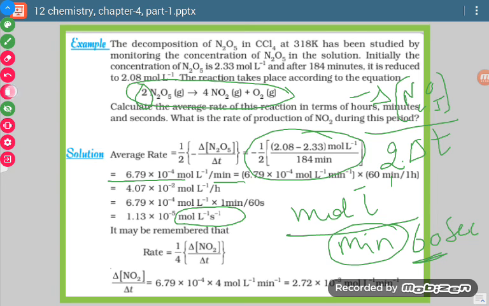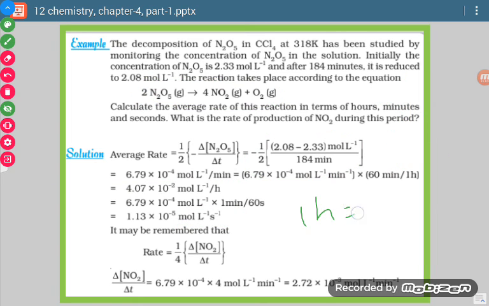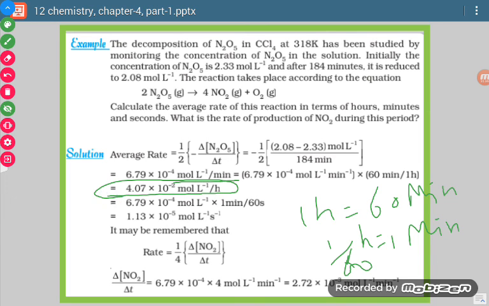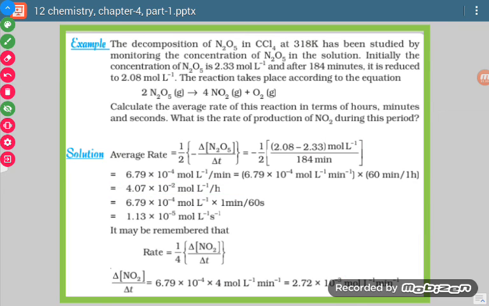Now when I have to calculate for hours, then we know 1 hour is equal to 60 minutes. So it means 1 minute is equal to 1 by 60 hour. So when I have calculated this value in minutes, I will multiply this by 60 and then our answer will be in hours. So when I multiply with 60, I will get this answer. Okay, so hours, minutes and seconds, this can be calculated.